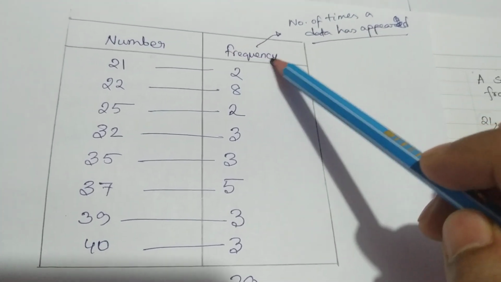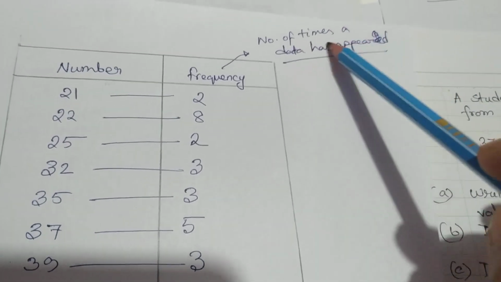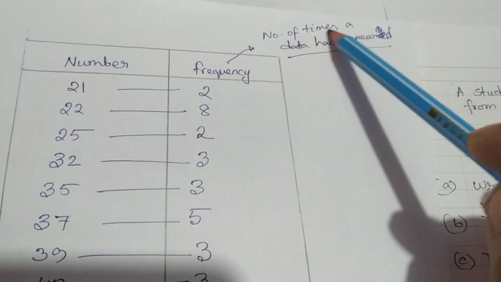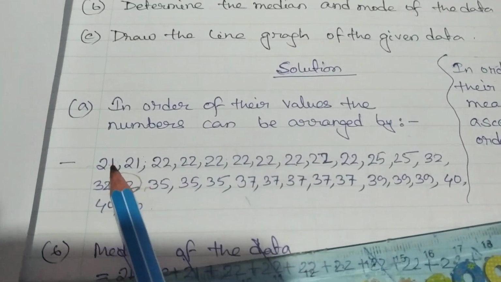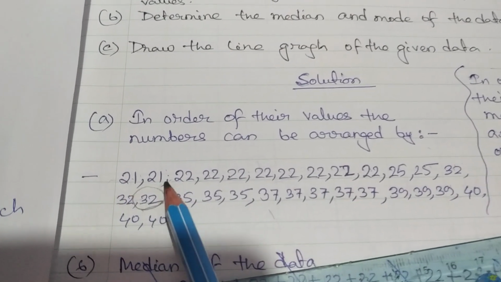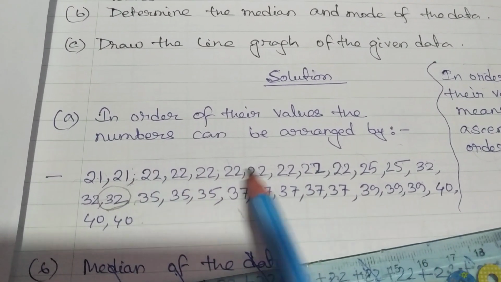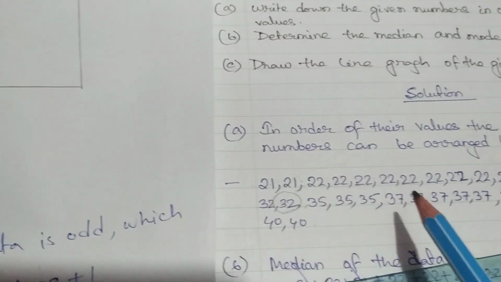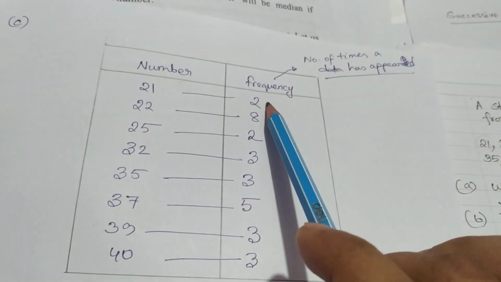So what does frequency mean? Number of times a data has appeared. Okay, the number of times the data has appeared. For example, over here you can see 21 is how many times? 2 times. 22, this number has repeated how many times? 8 times. So this is actually what we call frequency, and this is what I have written over here.